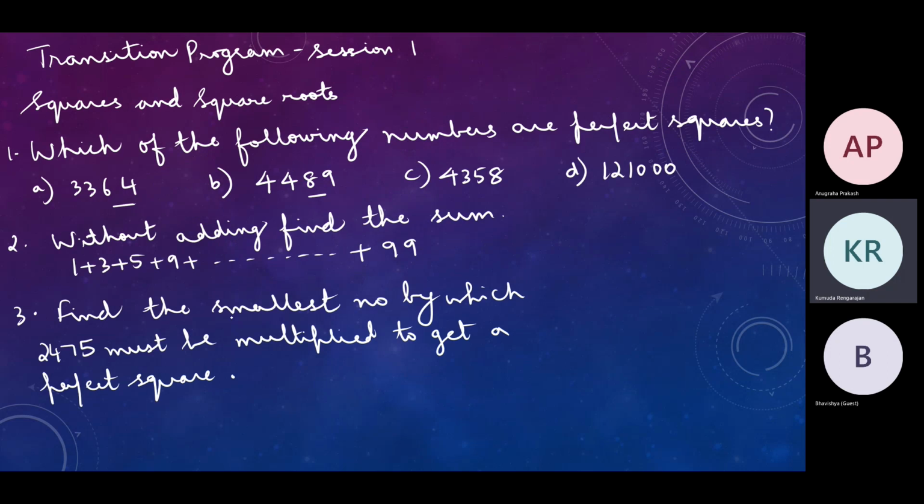Yeah, the next one, children. So this is a perfect square. This is also a perfect square. This is not a perfect square. This is not a perfect square.